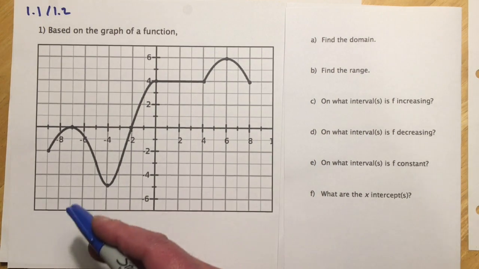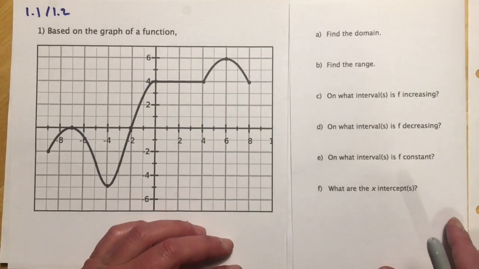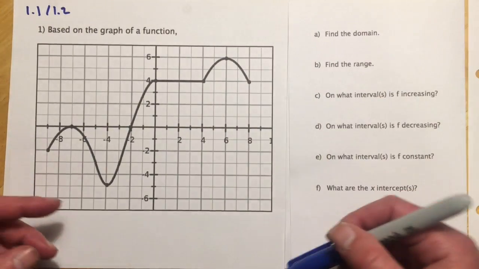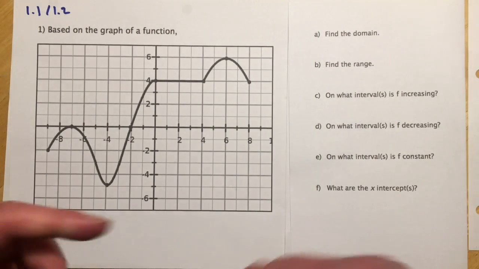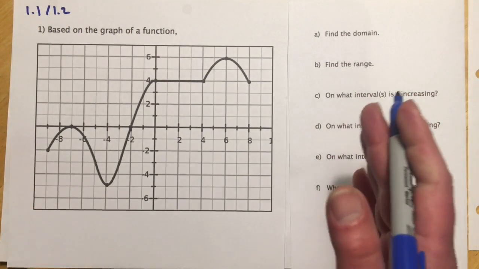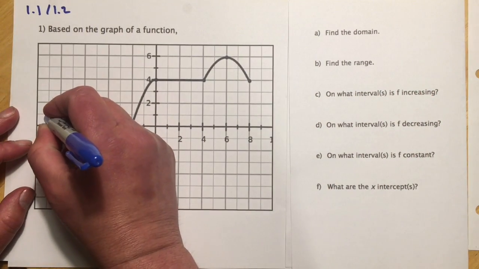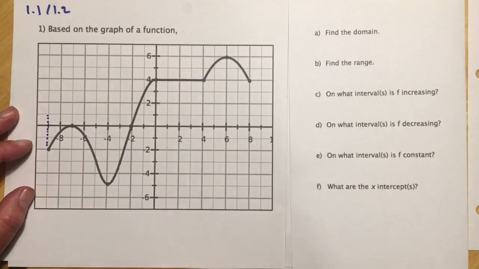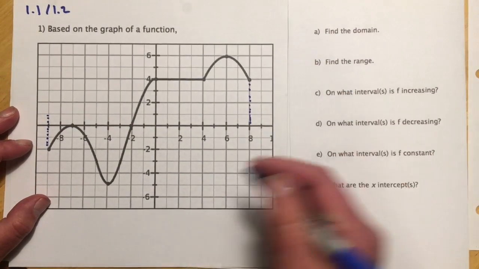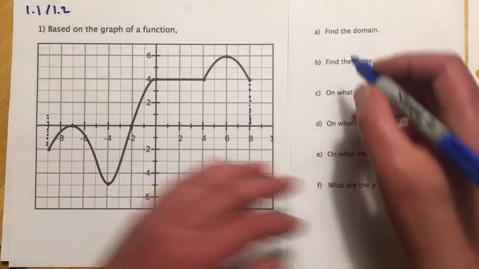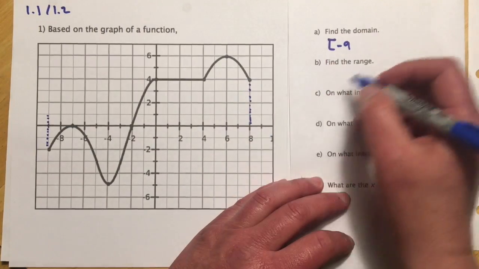So, okay, this first one is a graph with a bunch of prompts. There's all kinds of stuff we can ask on these, so let me just walk through these. One, find the domain. Remember, domain is our x values, and we're going to write it in interval notation left to right. So right there is as far left as the graph goes, and then right there is as far to the right it goes. So it looks like it's going to be from -9 up to 8.